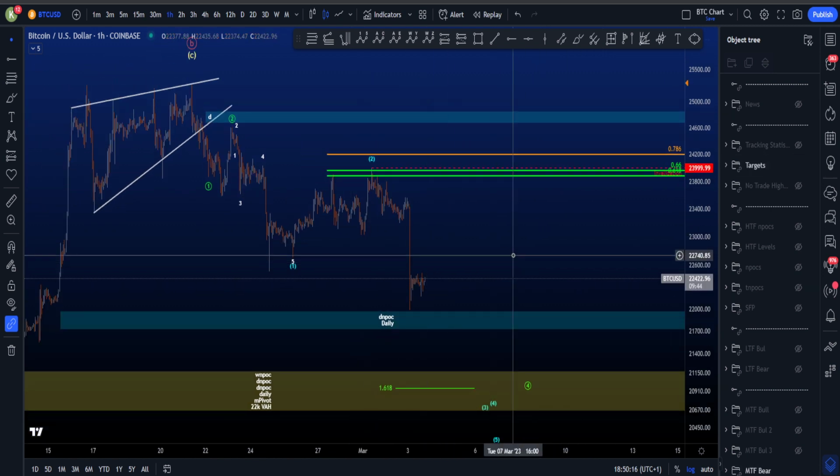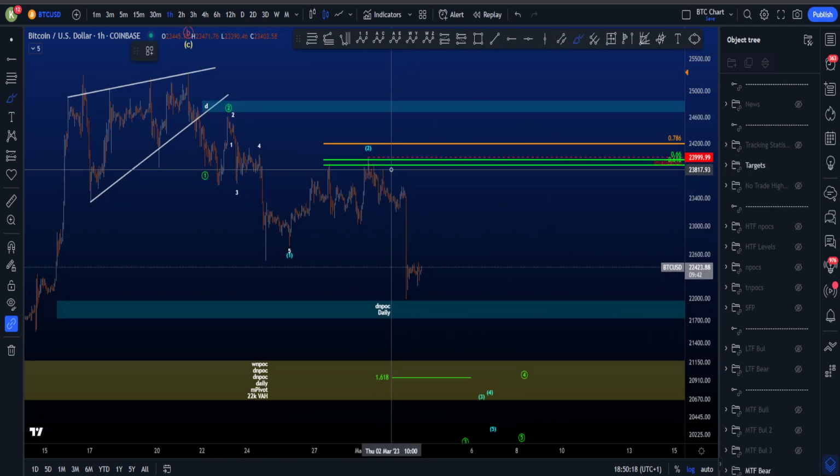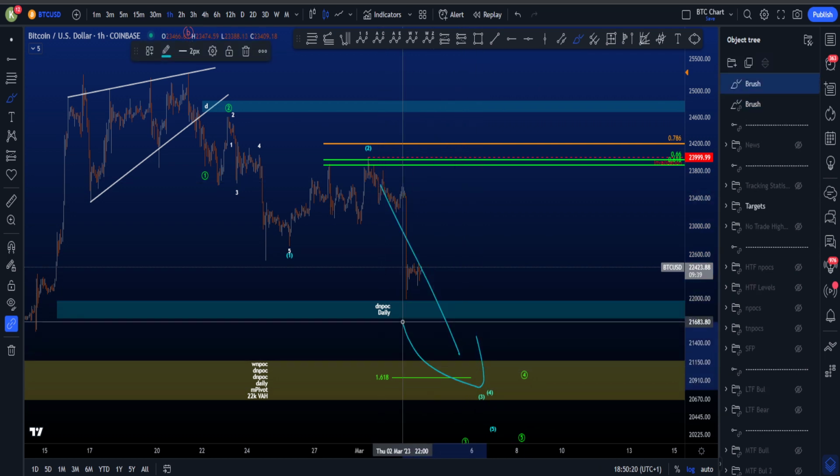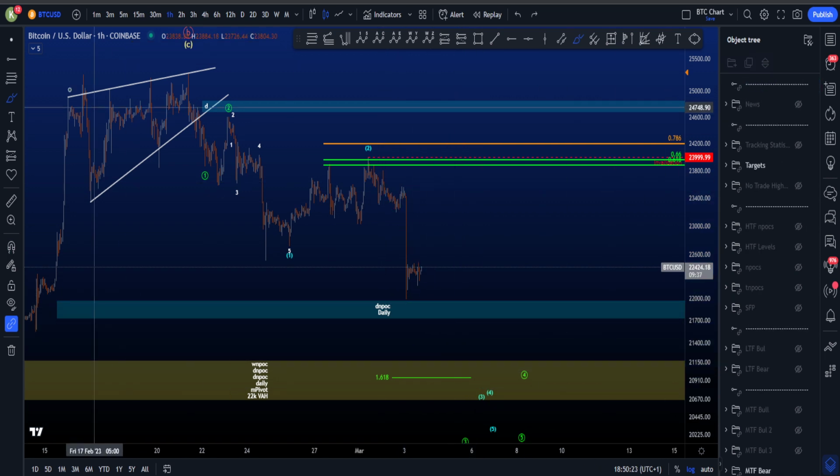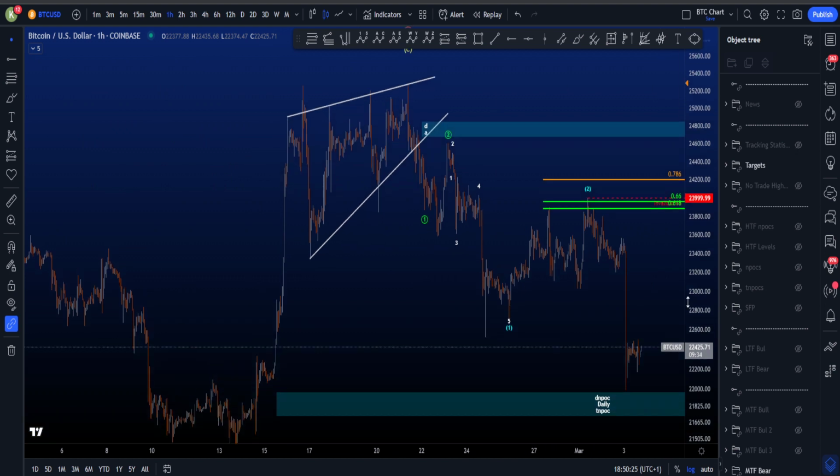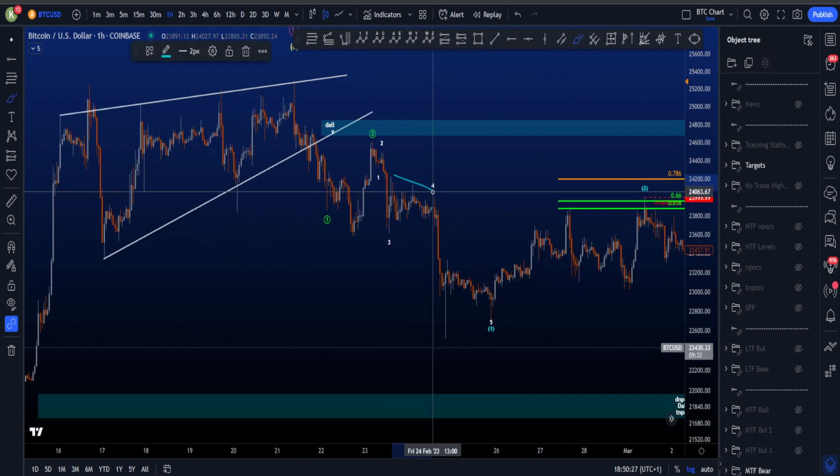And actually, yeah, we moved to the downside. So this could be the beginning then of a very impulsive wave 3 to the downside. However, there's one thing I don't like about this count, and I actually highlighted it in an earlier video, which is this triangle over here.